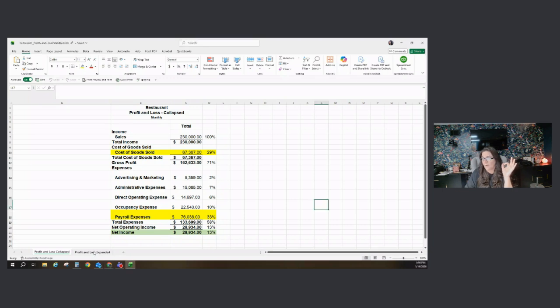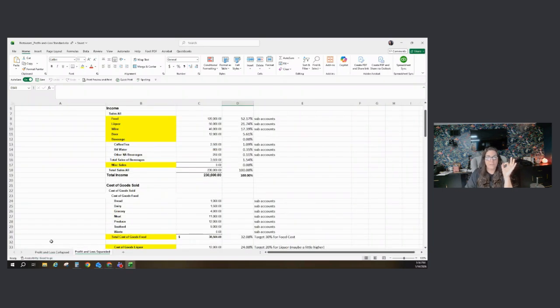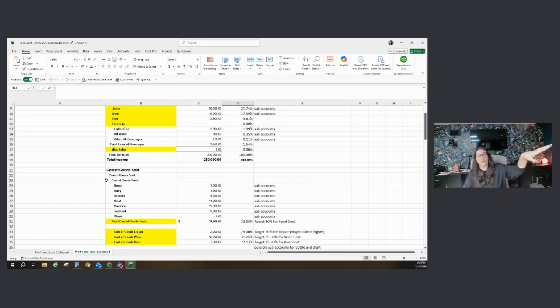So I'm going to show right now what we'd call an expanded P&L. At the top, I have sales, and then underneath it, food, liquor, wine, beer, beverage, coffee, tea, bottled water, and then miscellaneous sales for anything else, merch, maybe classes, great. Then that totals up to your total sales, your total revenue, total income, whatever you want to call it.